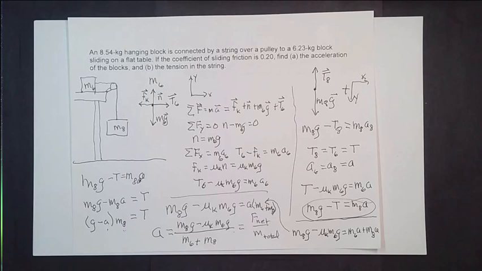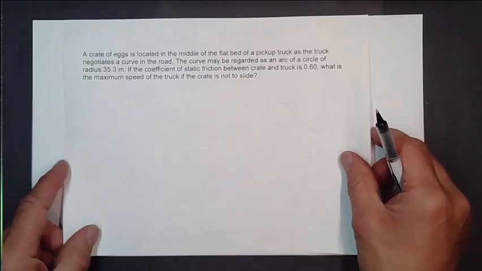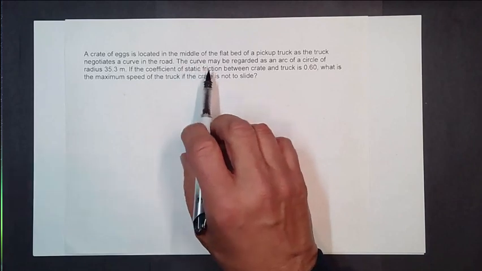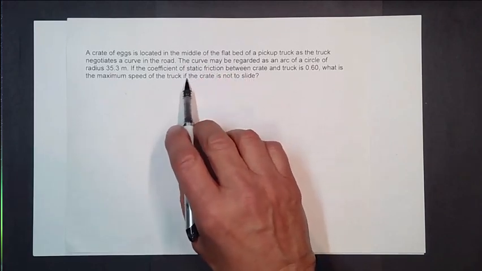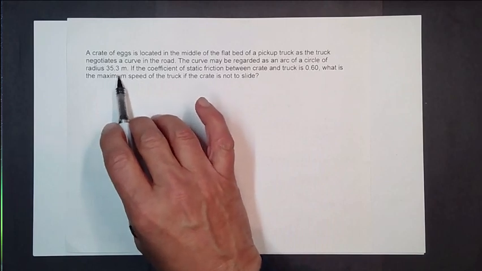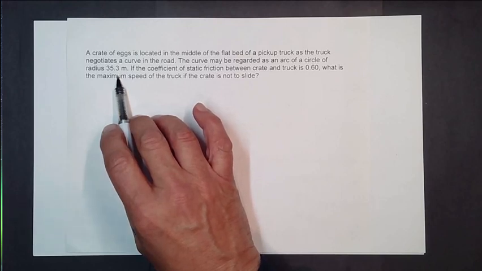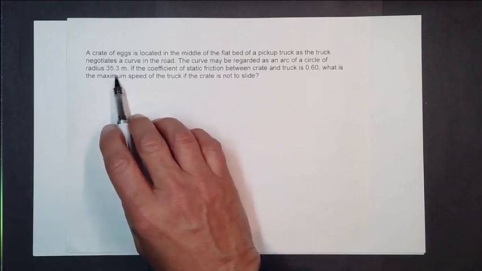Okay, that was a fairly complicated problem. Let's see what might come next. A crate of eggs is located in the middle of the flatbed of a pickup truck. As the truck negotiates a curve in the road, maybe we should just say it's a flatbed pickup truck, because then if they slide off, there's a crate of eggs all over the road. But we don't have to. Anyway, the curve may be regarded as an arc of a circle of radius. Hey, that kind of sounds like circular motion to me. That means even if the truck is going at constant speed, there will be acceleration.